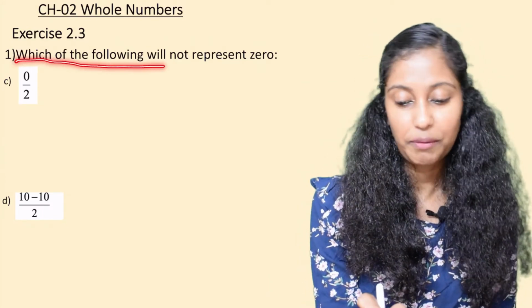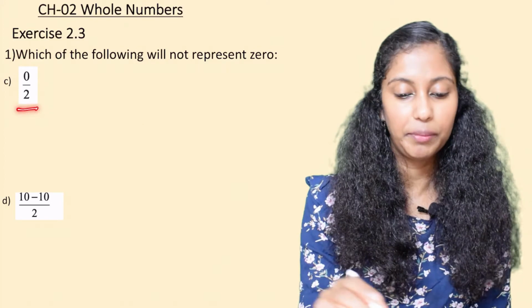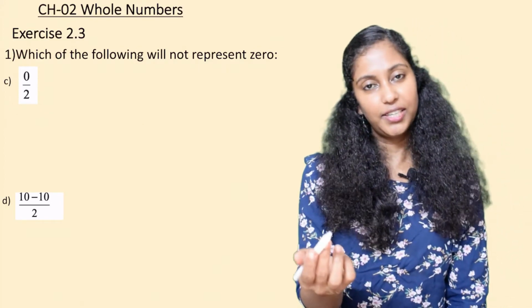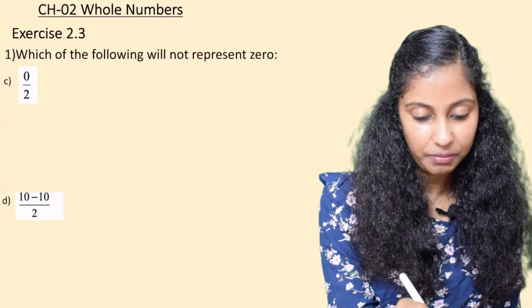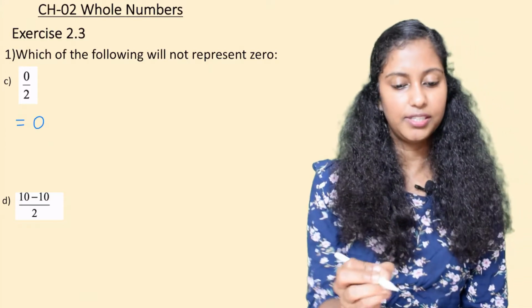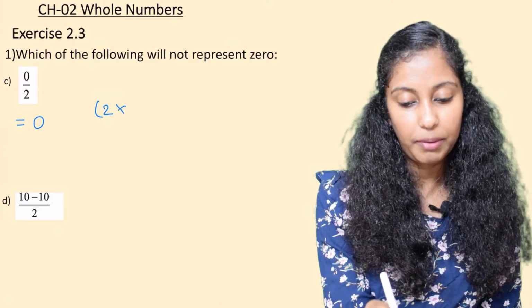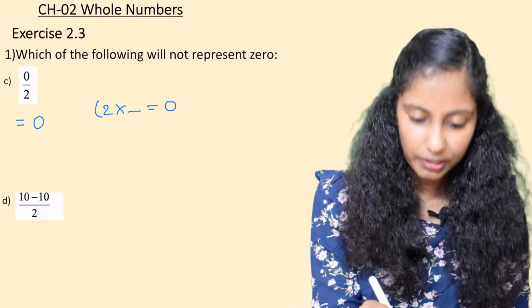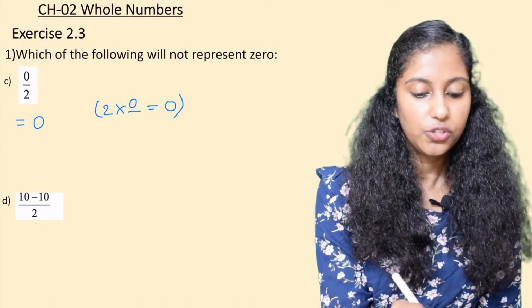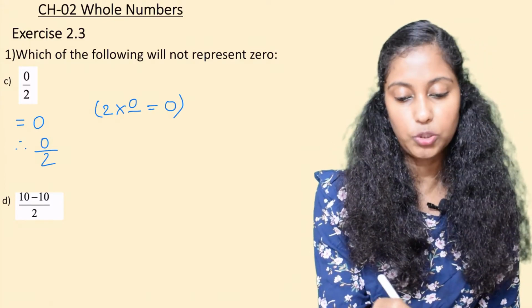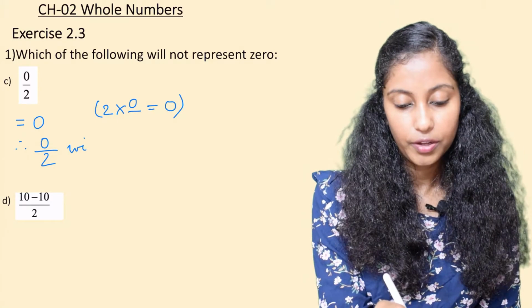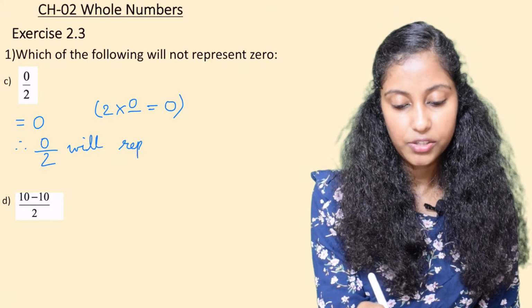Which of the following will not represent 0? Next question is 0 divided by 2. Any 0 divided by any number will ultimately give us 0. The reason is very simple. 2 multiplied by what will give us 0? 2 multiplied by 0 will give us 0. So therefore 0 divided by 2 or 0 by 2 will represent 0.